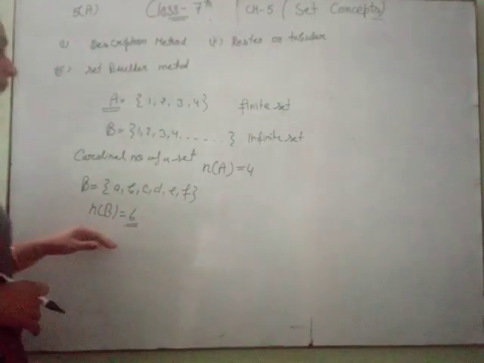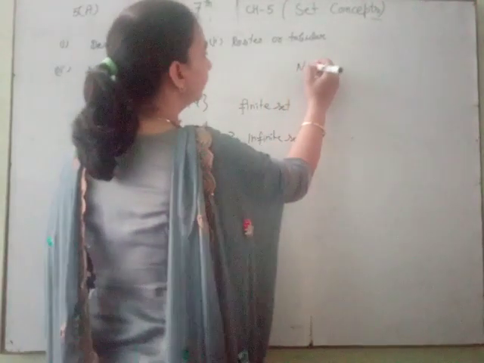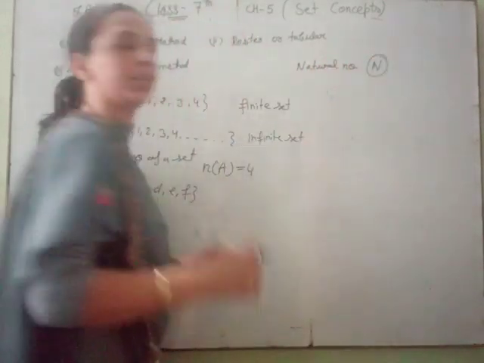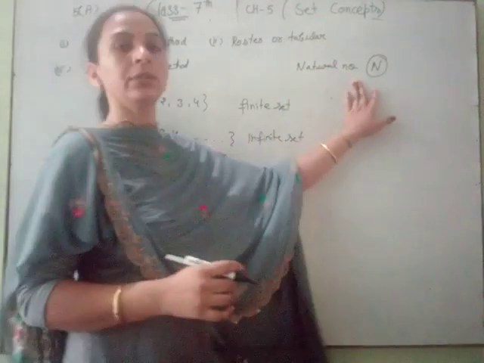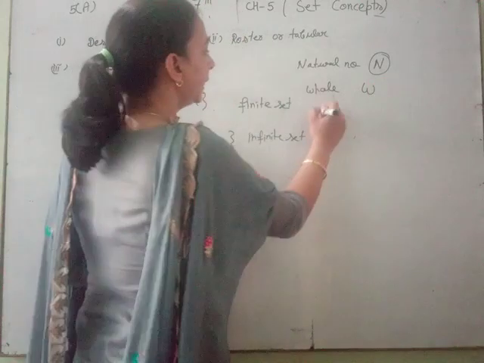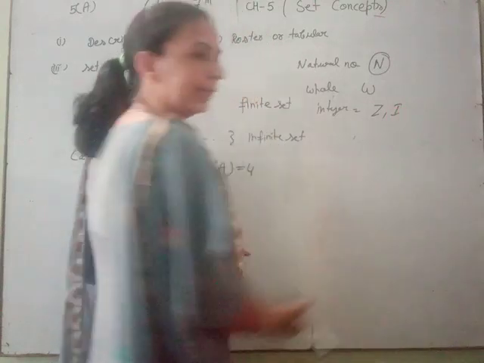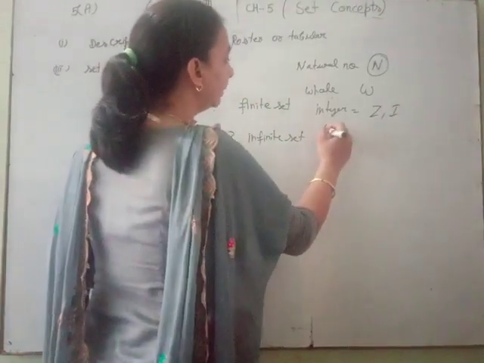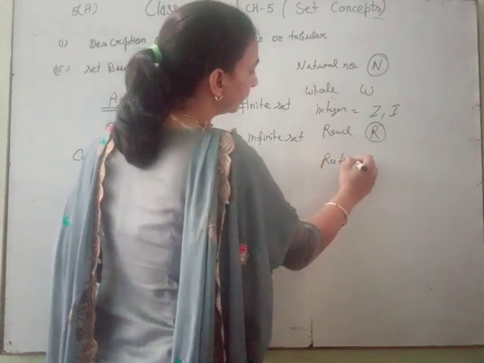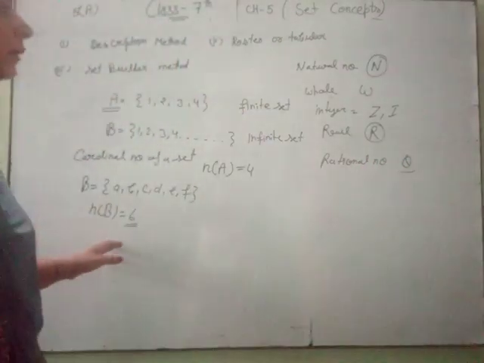Okay. After that, there are some notations for number sets. For natural numbers we take capital N. This capital N is the notation of natural numbers. For whole numbers, we take capital W. For integers, we take capital Z or I. Okay. And for real numbers, we take R, and for rational numbers we take Q. Okay, these are some notations for sets.